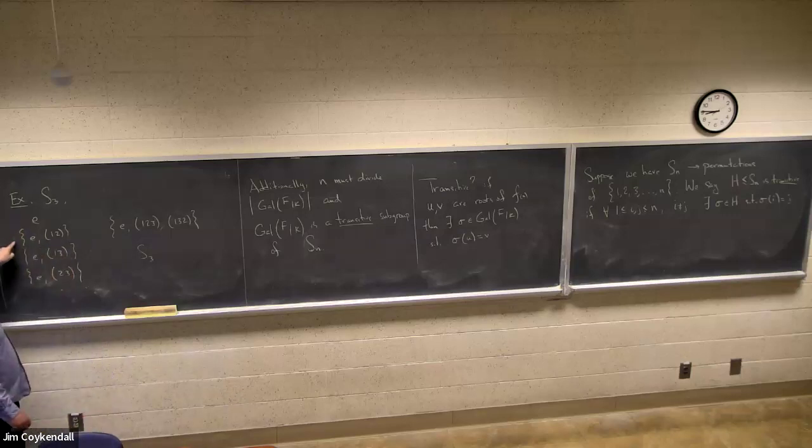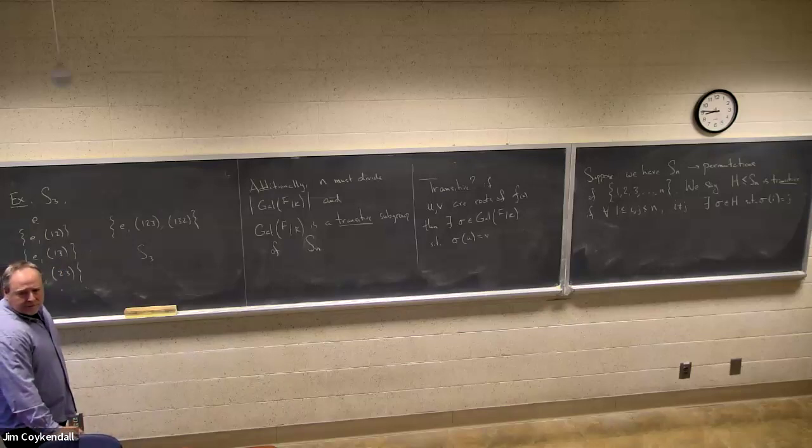These groups are all intransitive, right? This one, there's no way to take the element 1 to 3, and for that matter, 2 to 3, right? This one you can't take 1 to 2, for example. Yes? Is there a relation between the orders of the transitive group and the Sn?